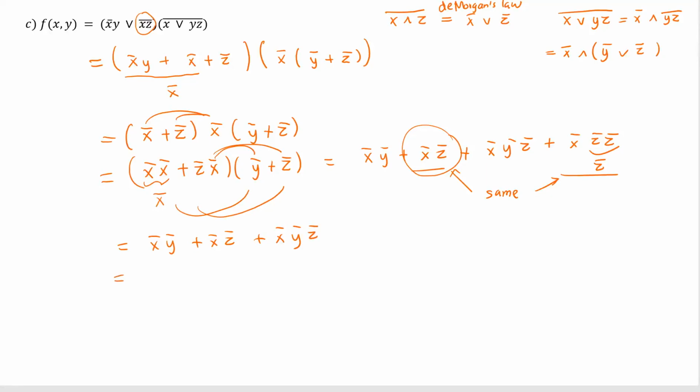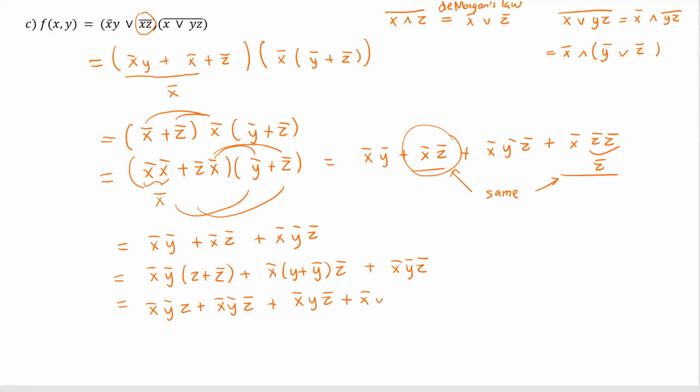Okay, you see the first term we don't have a z, so let's insert z plus z bar. Second term we don't have a y, so let's insert y and y bar. Last term is good, so just leave it there. Alright, distribute it: x bar y bar z, x bar y bar z bar. Here, distribute: x bar y z bar, x bar y bar z bar. Last one, x bar y bar z bar.